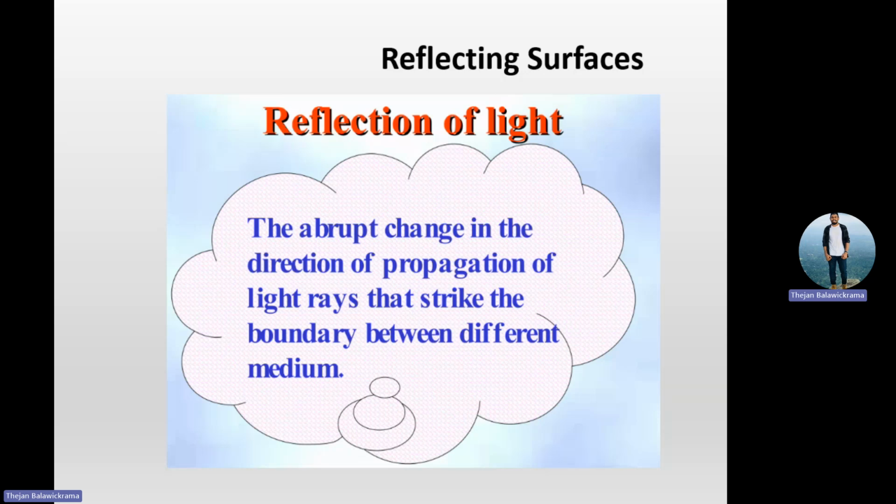Now, the first thing, other than mirror practice, I don't know what to do in front of the mirror early in the morning. So what is this reflection of light? You see, it is the abrupt change in the direction of propagation of light that strikes the boundary between different media. So here again the light is striking from the glass or the mirror, and then an image forms behind that. So yes, this is about reflection.